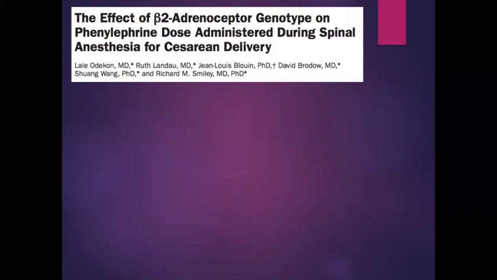Finally, because of the wide variability in the incidence and severity of hypotension after spinal anesthesia, there has been a growing interest in the possible impact of genetic predisposition. Landau et al. had previously demonstrated that the beta-2 adrenoceptor, called the ADRB2 genotype, can affect the amount of ephedrine administered to maintain blood pressure during cesarean delivery with spinal anesthesia.